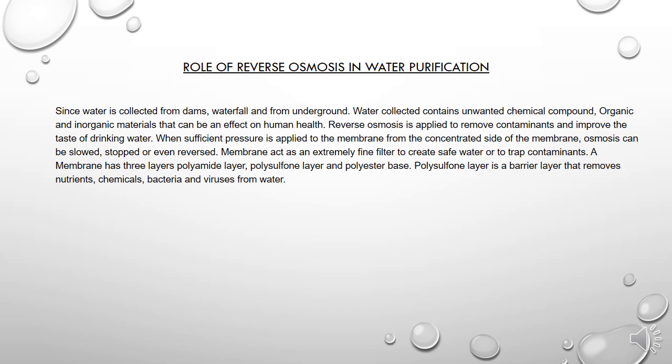A membrane has three layers: a polyamide layer, a polysulfone layer, and a polyester base. The polysulfone layer is a barrier layer that removes nutrients, chemicals, bacteria, and viruses from water. We will see the diagram of the membrane on the next slide.